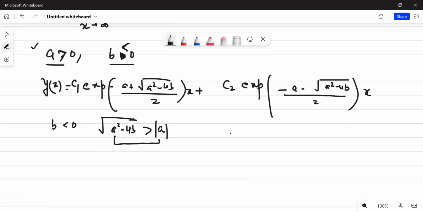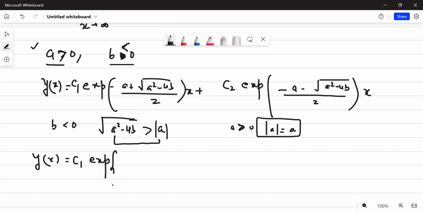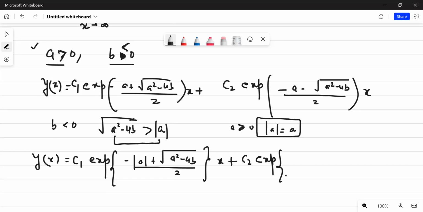तो थोड़ा ध्यान रखिए. So if a is positive, then modulus of a लिखो चाहे a लिखो बात है ना, because अगर कोई चीज पॉजिटिव है तो उसका मैग्नीट्यूड लिखो चाहे a लिखो बात है. So what I'll write, y of x is equal to c1 exponential minus modulus of a plus root over a square minus 4b divided by 2 x, and then c2 you write exponential minus of modulus of a minus root over a square minus 4b divided by 2 x.